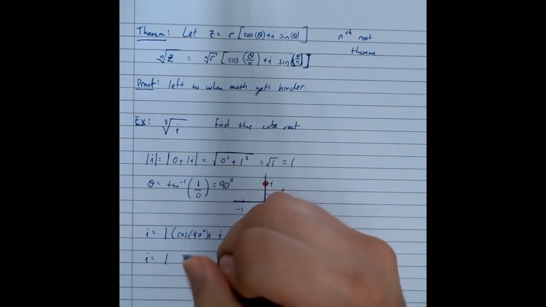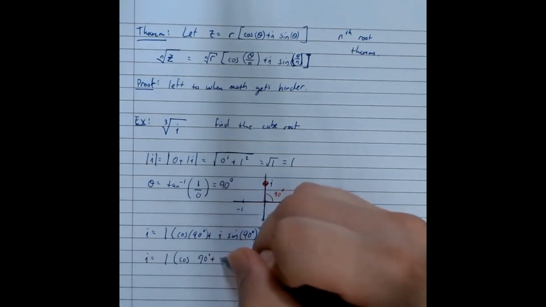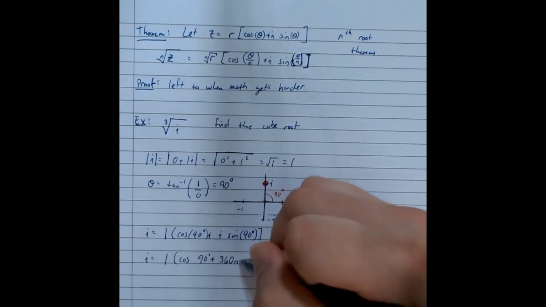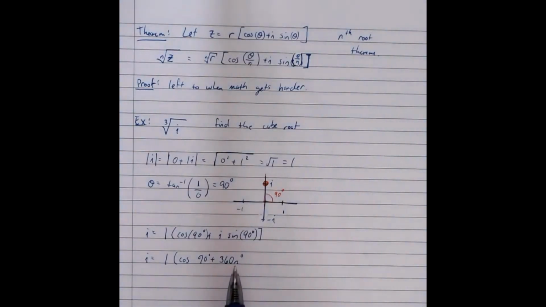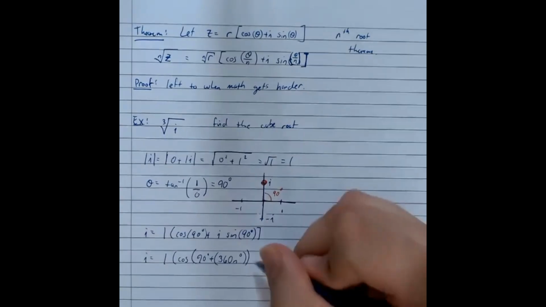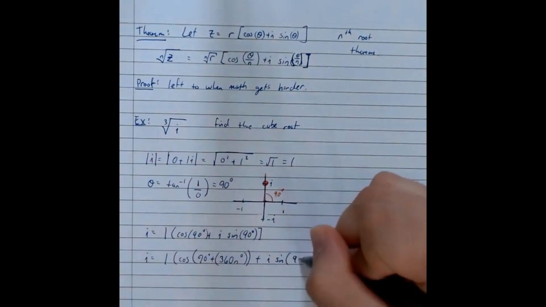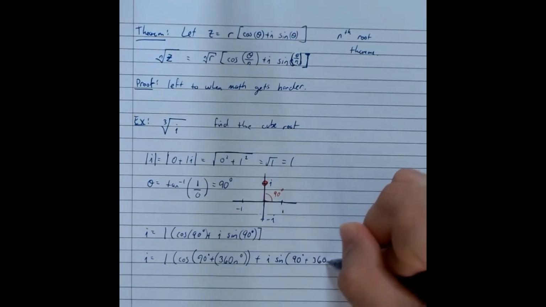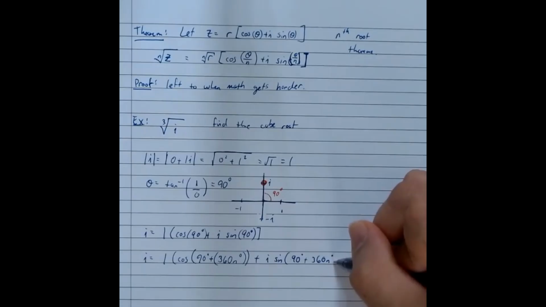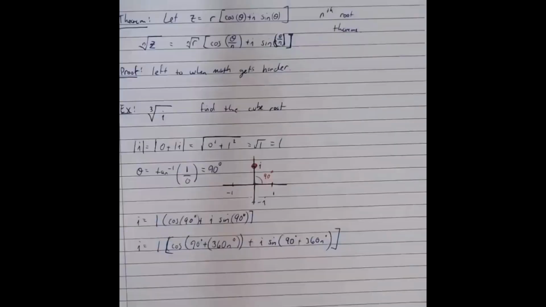So here I'm going to write this as I is equal to 1 times the cosine of 90 degrees plus 360n degrees. Because remember, every time you add a copy of 360, that's going to bring you back full circle. So if I do it twice, 3 times, 4 times, 5 times, it'll bring me back full circle every time. Let me go ahead and put that around here. And then plus I sine of, and again, I don't want to just write 90 degrees. I'll write 90 degrees plus 360n degrees. Just like that. All right. So now what?